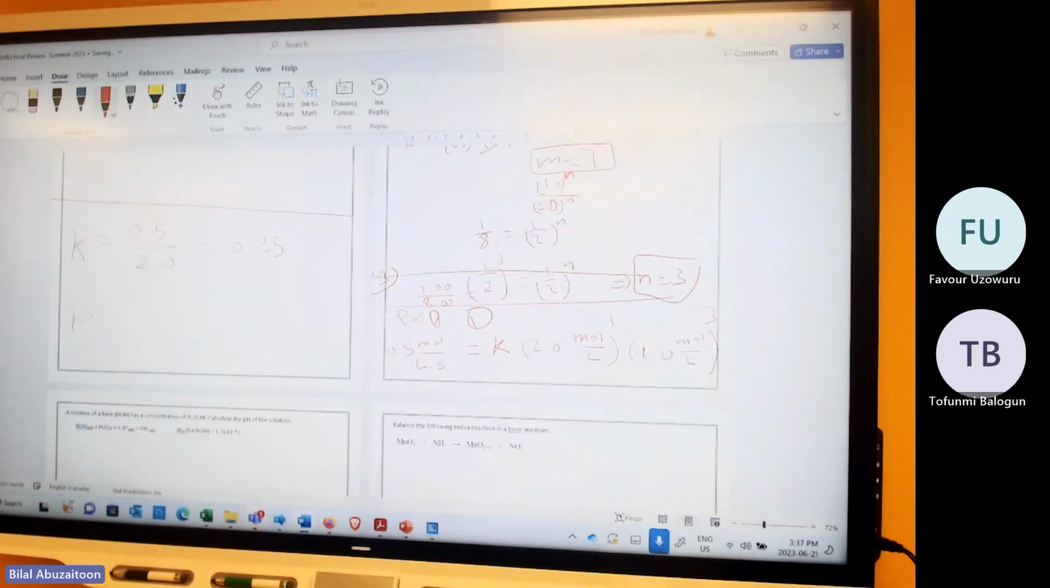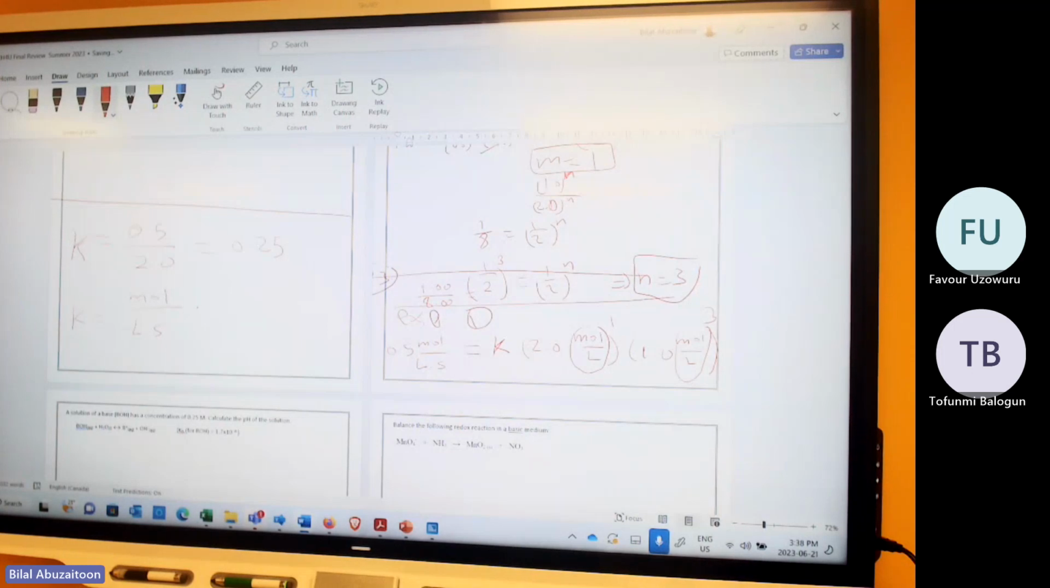Now K equals the units. K equals mole per liter second divided by mole per liter to the power of 1 times mole per liter to the power of 3, which is mole per liter to the power of 4. The power does not affect the unit. That's how we get the unit. In other words, mole to the power of 4 per liter to the power of 4.